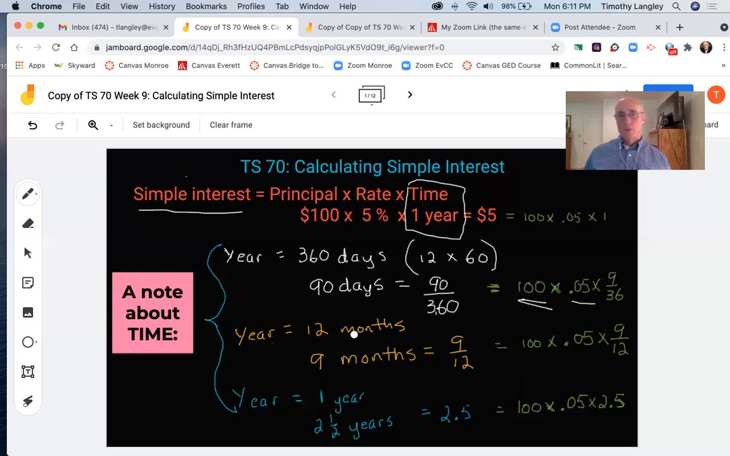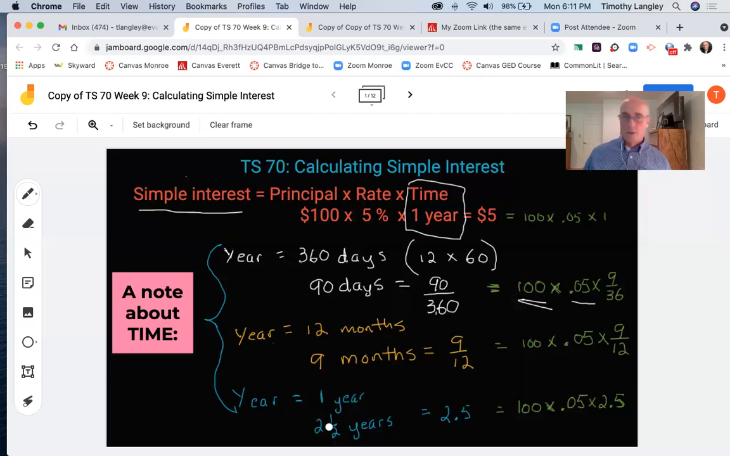Since a year is 12 months here, I've got 12 months expressed in 1 year. If they give a loan for 9 months, I can call that 9 over 12. It's 9/12 of a year, which also, 3 goes into 9 3 times and it goes into 12 4 times. So it's really 0.75. You could multiply it by 0.75 and it would work. And then of course a year, that's the normal expression of time.